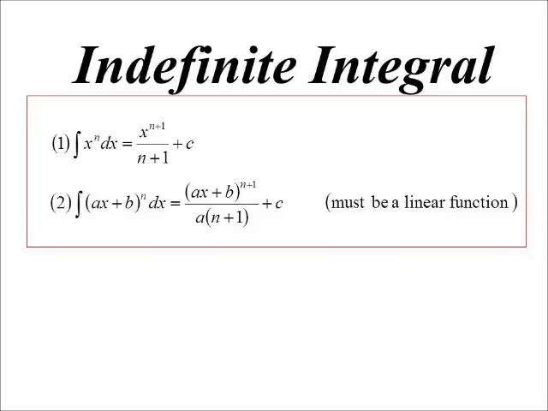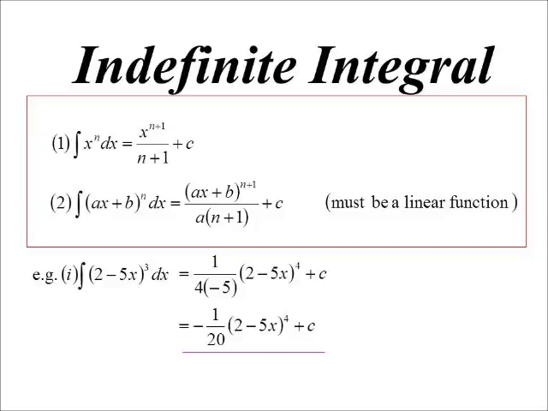Must be linear, must be linear. So 2 minus 5x all cubed. Well, okay, that probably wouldn't take me too long to expand out, but I can use this theorem now. I can say, well, look, I'll add 1 to the power over the power, but on the bottom of the fraction, I'll also multiply by negative 5, the coefficient of x. So it becomes minus 1/20th, 2 minus 5x to the power of 4, plus a constant.